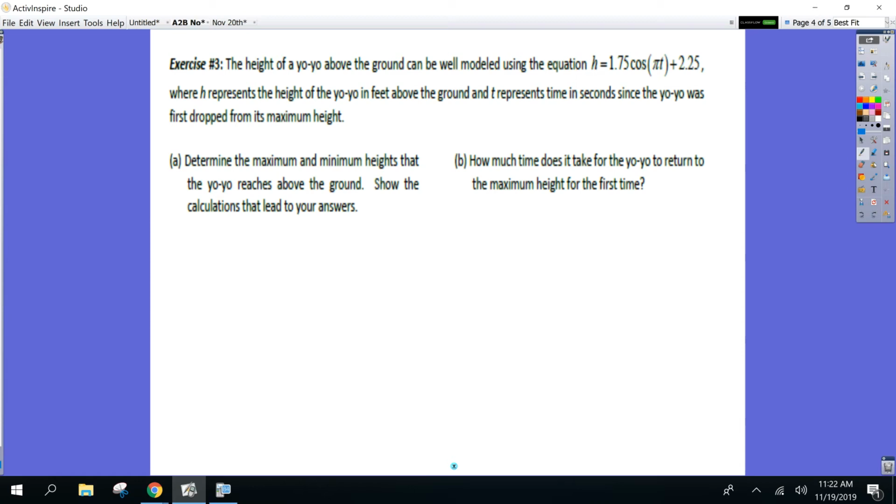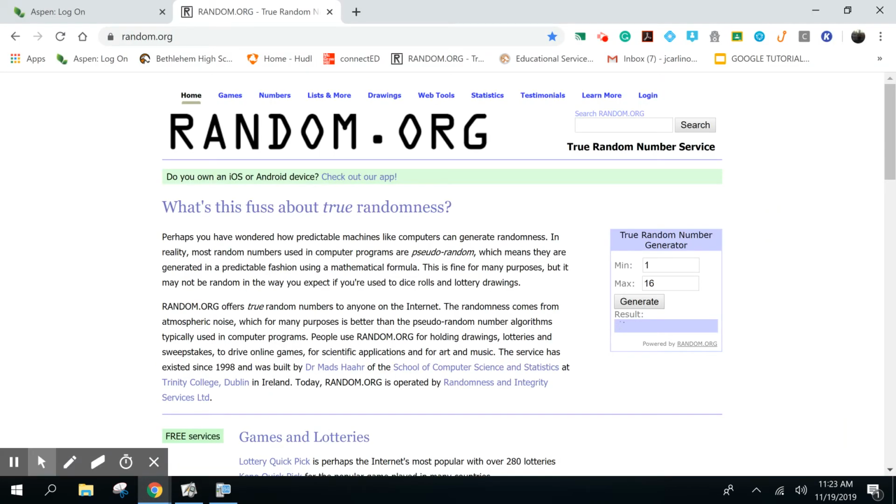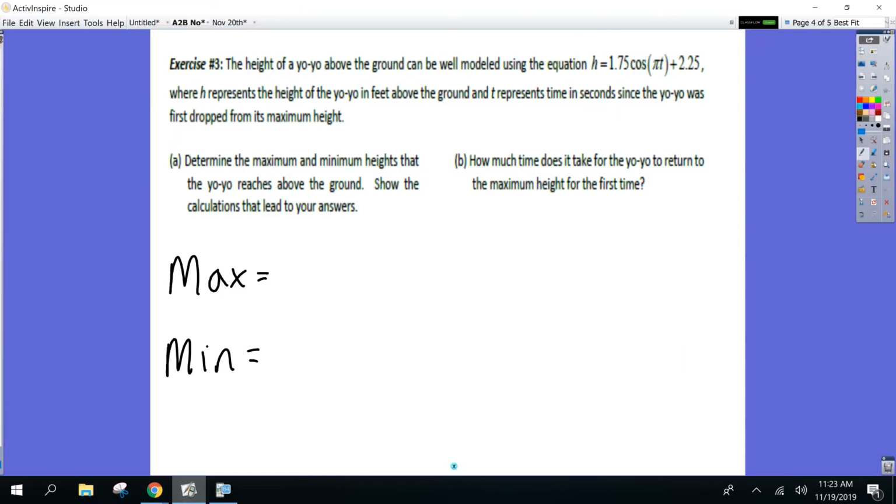Yep. Determine the max and the min heights. Now you have the equation. Okay, so use the equation right now. Max first. It was what? And then I shifted it up. So I'm going to take 1.75, move it up 2.25, and what do you got for me?